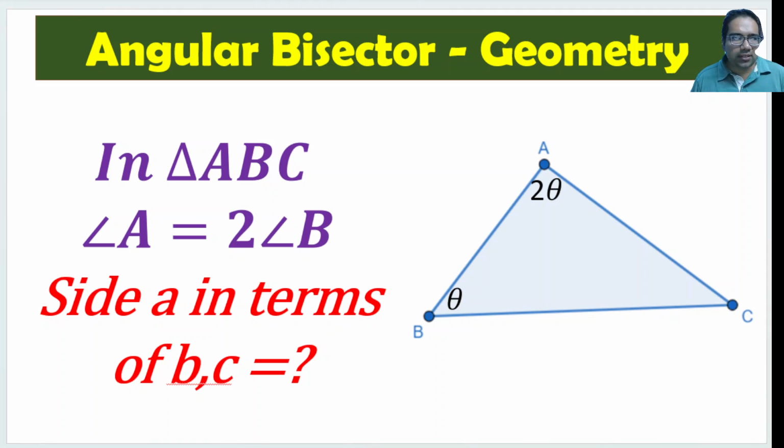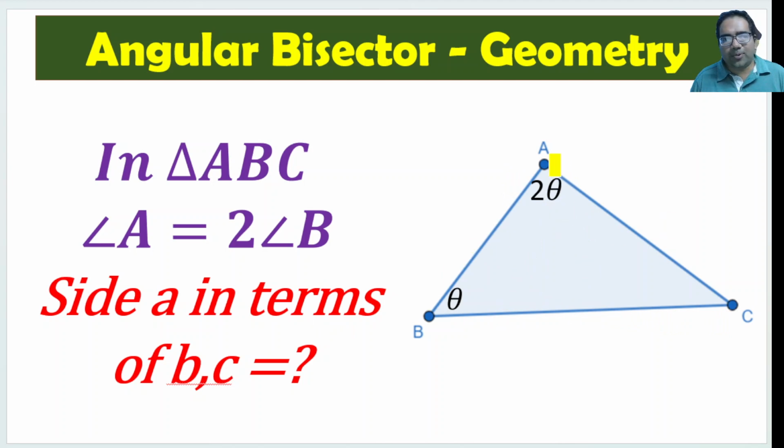Hi friends, here we are given a triangle where one of the angles is actually double one of the other angles. Then we have to find what this side A is in terms of the other two sides B and C, the side which is opposite to this double angle, in relation to the other two sides.